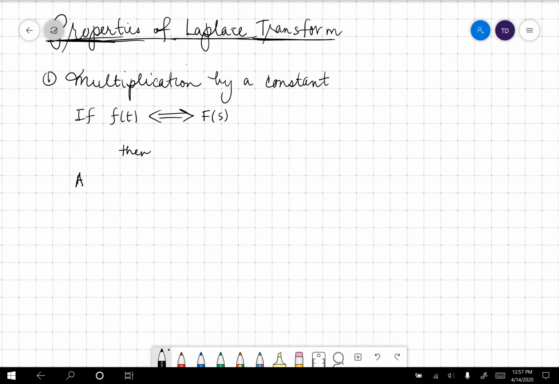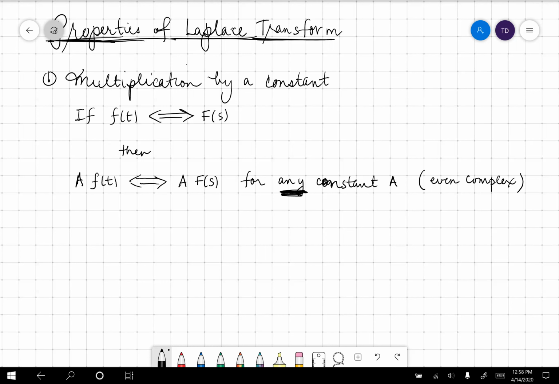a times f of t Laplace transforms into a times F of s for any constant a. Any constant a, even complex. Probably never want to do that.